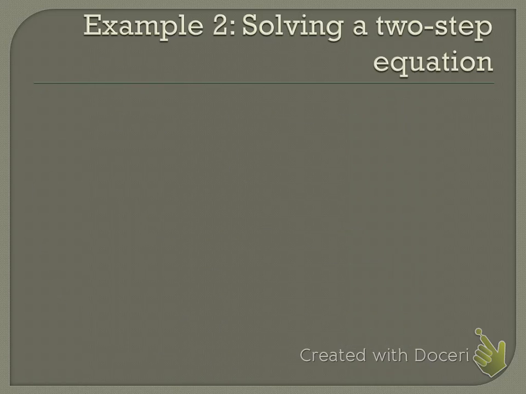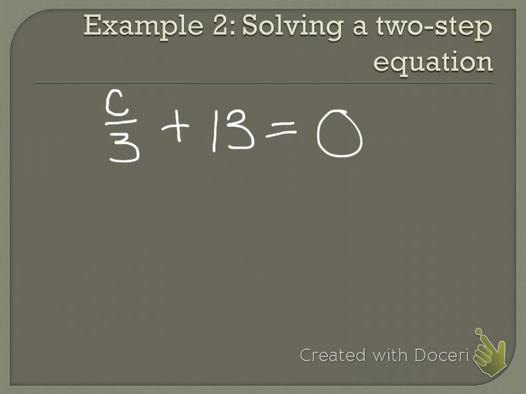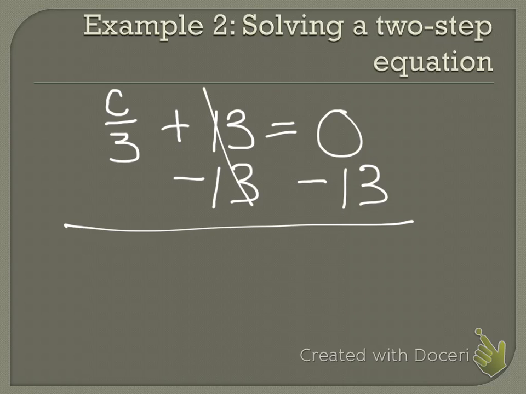Let's look now at how to solve a division two-step equation. I have c divided by 3 plus 13 equals 0. Now again, I want to first get everything to the other side that's not attached to my variable. So the first operation I want to do is the inverse of 13. How do I get rid of positive 13? I need to subtract it. Whatever I do to one side, I must do the same thing to the other. Now I have c divided by 3 equals negative 13.